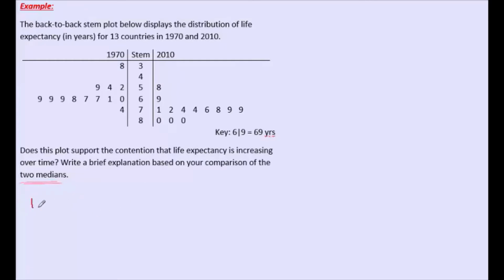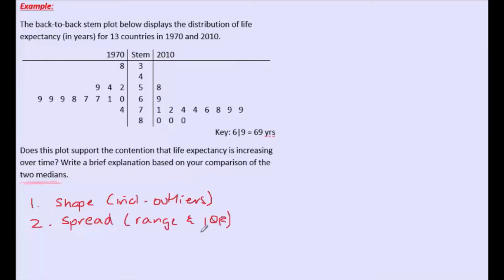Keep in mind the ways we compare are the shape, which includes outliers, the spread, which is both the range and the interquartile range, and finally the centers, and we're going to use medians for them. So what we need to do for this is compare the centers.